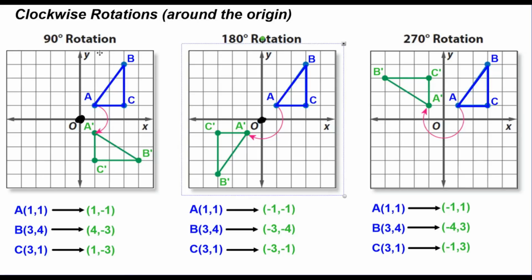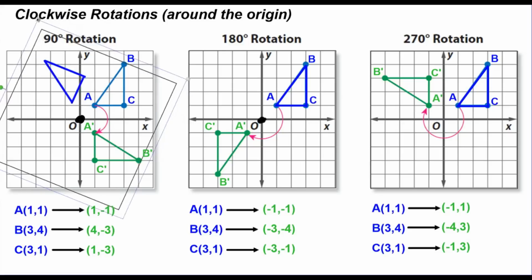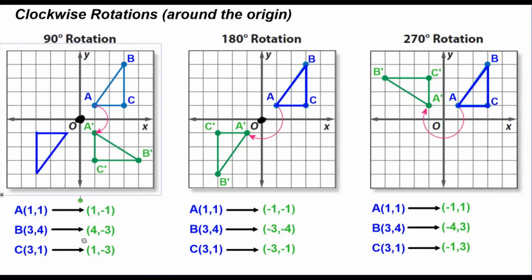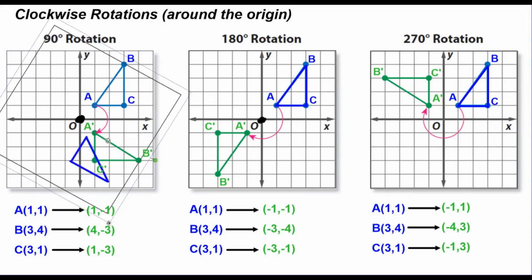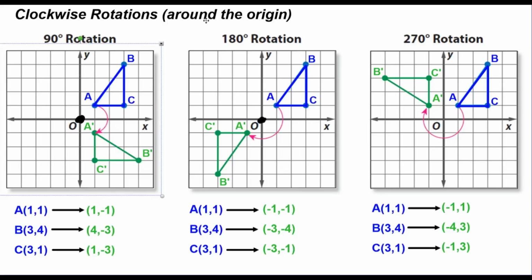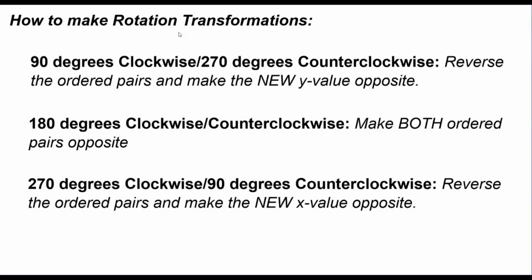And then finally, the 90 degrees clockwise rotation would be the same as a 90, 180, 270-degree counterclockwise rotation. So these two rotations are identical. So that pretty much covers all of the 6 types of rotations that you can possibly have around the origin. So here are the directions for how to make a rotation in any direction and the different degrees that we're talking about.